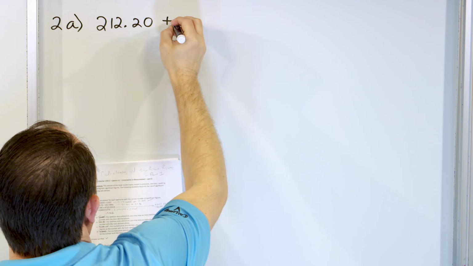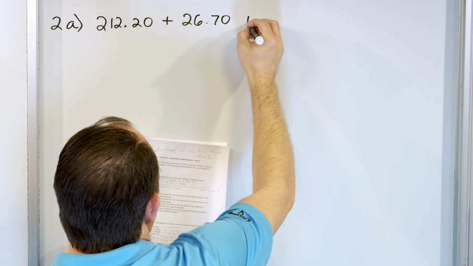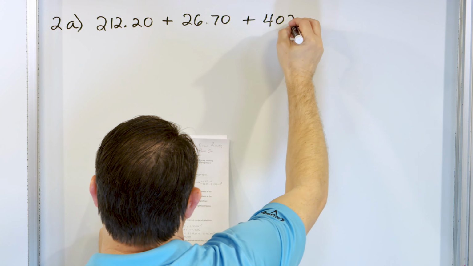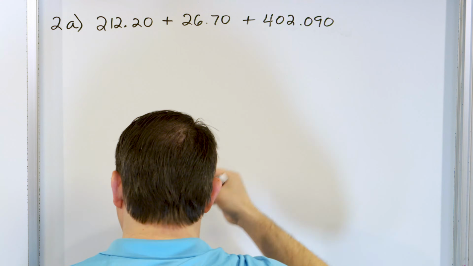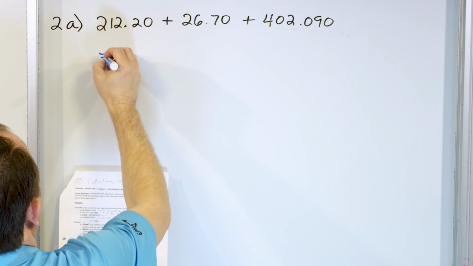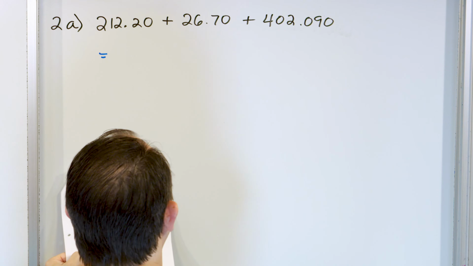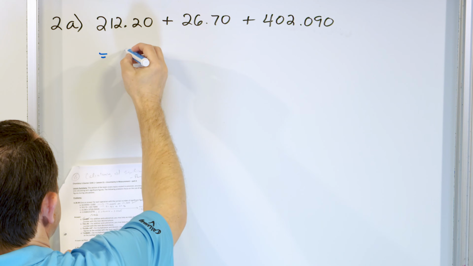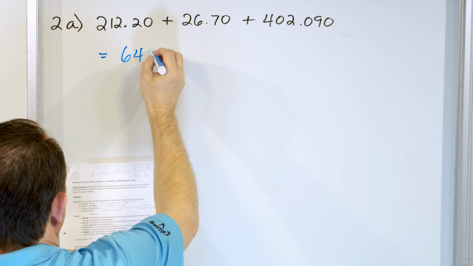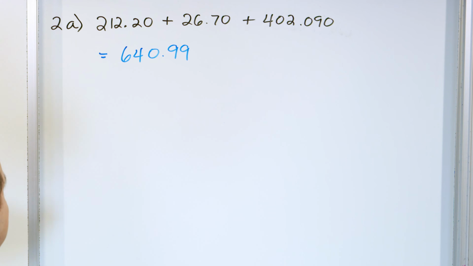212.20. We're going to add to that 26.70, and we're going to add to that 402.090. So the first thing to do is just dump this into a calculator and get the number that you get. So when you add all of these up, 212.20, 26.70, 402.090, you get 640.99. All right, so that's what we get.